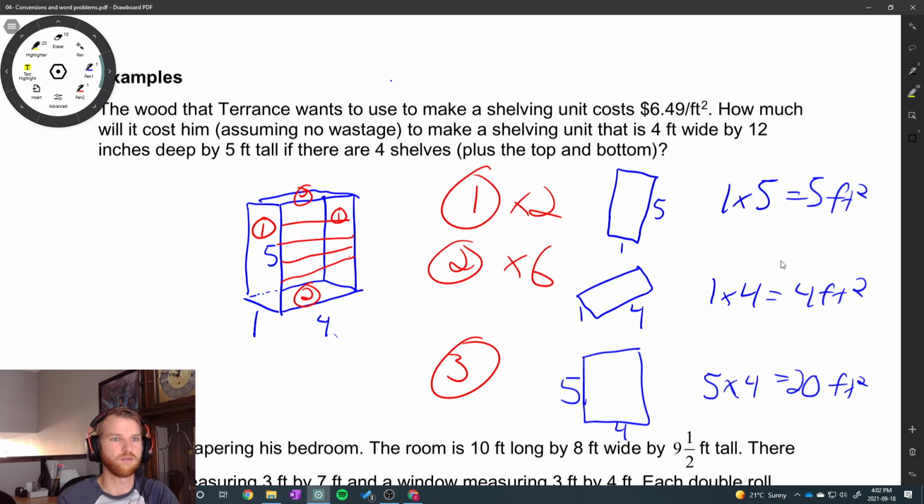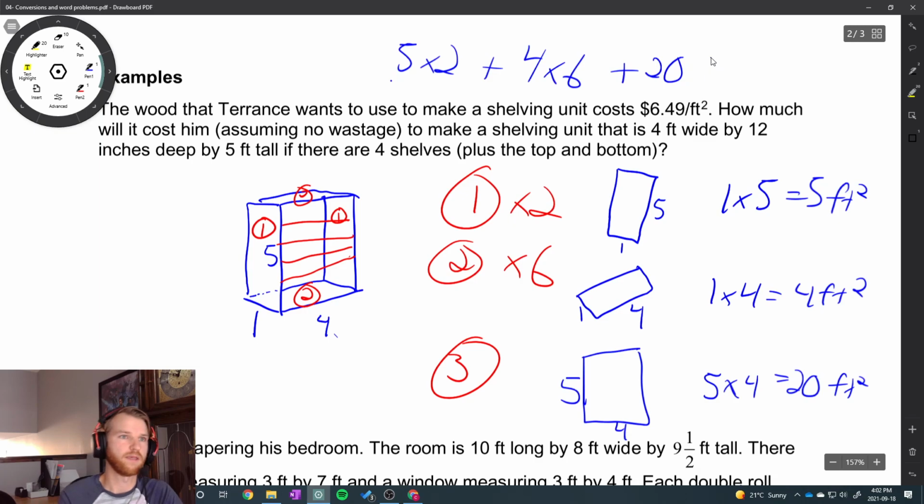So if we want to add up the total square footage we would need, that would be 5 square feet times 2 sides. And then these shelves are 4 square feet, and there's 6 of them, so 4 times 6. And then also the back panel is 20 square feet. And altogether then, this is 10 plus 24 is 34 plus another 24. Okay, so we got 54 square feet.